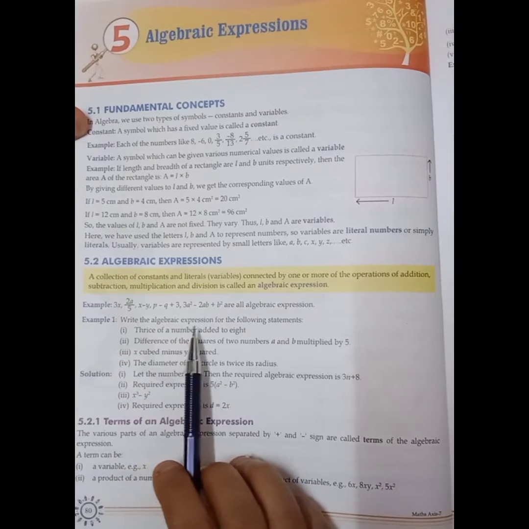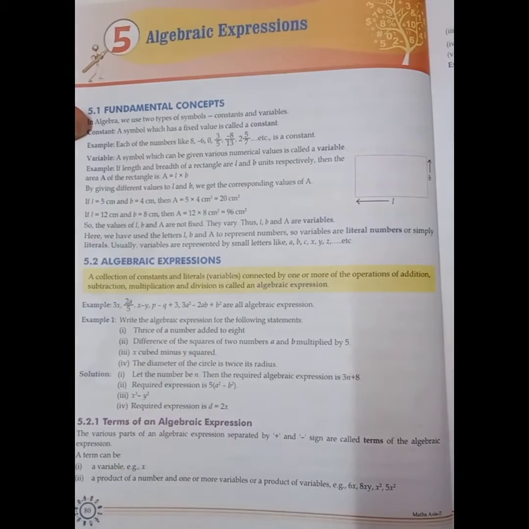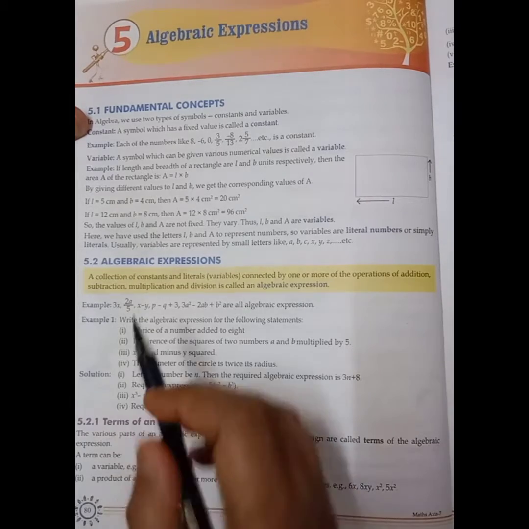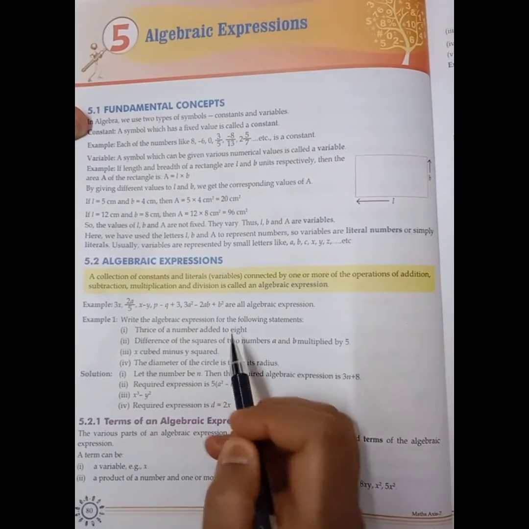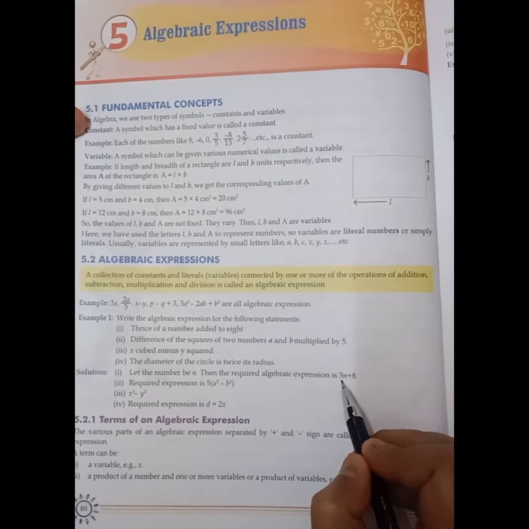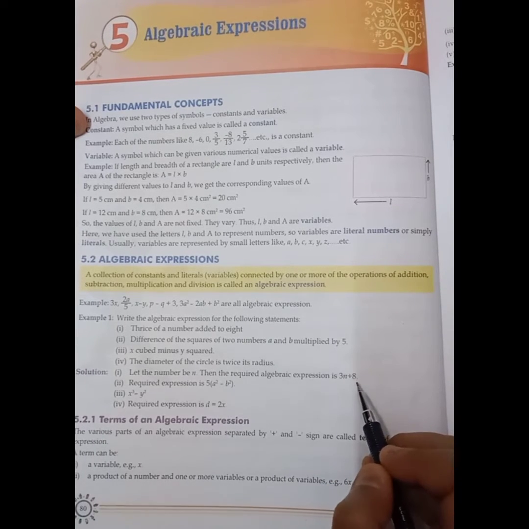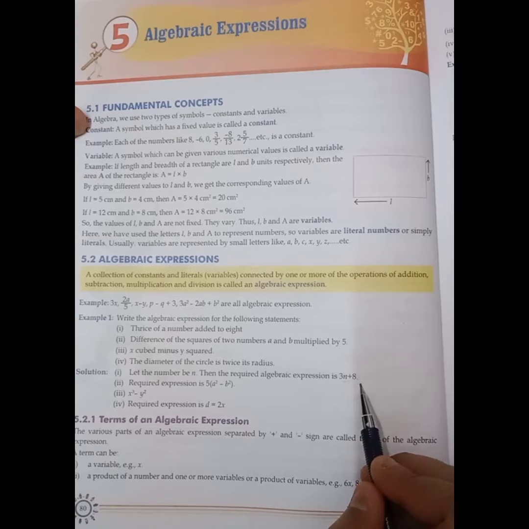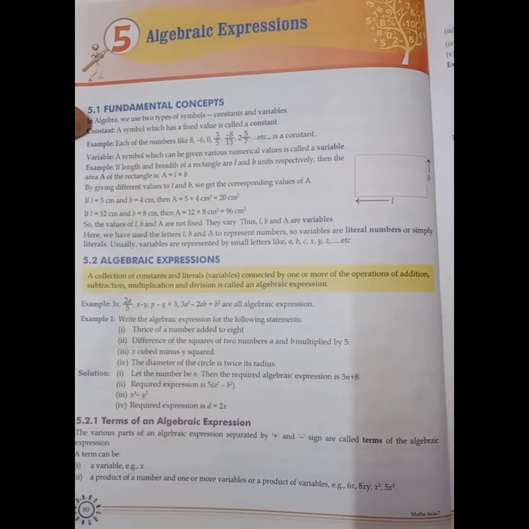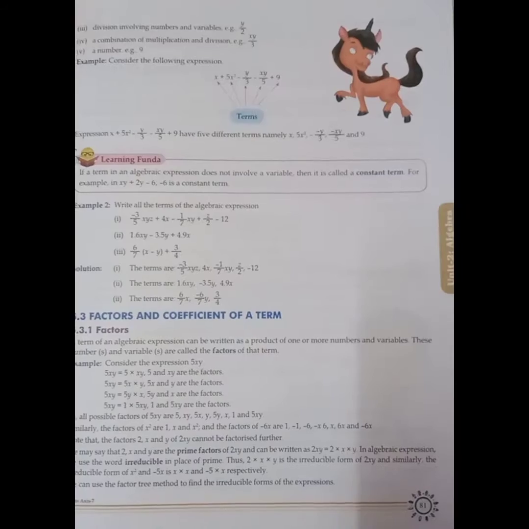Write the algebraic expression for the following statement. Thrice of a number added to 8. So we will write the number as x, thrice of it is added to 8, like this. Okay, this is our algebraic expression. Now come to page number 81, students.